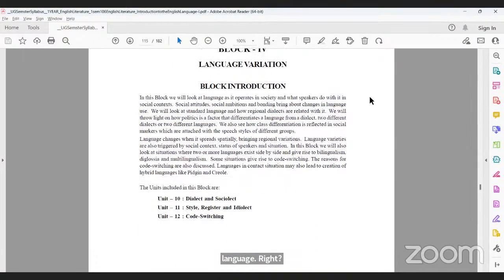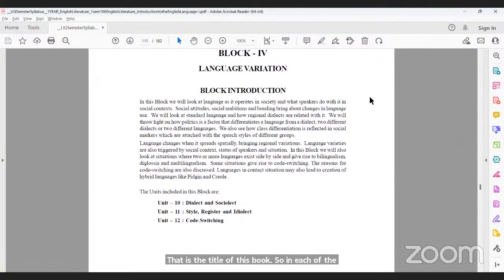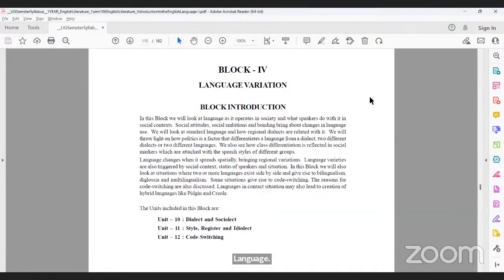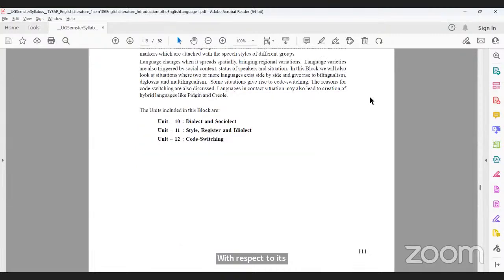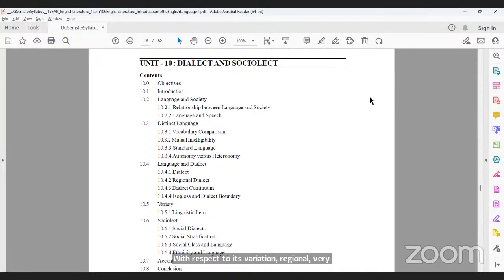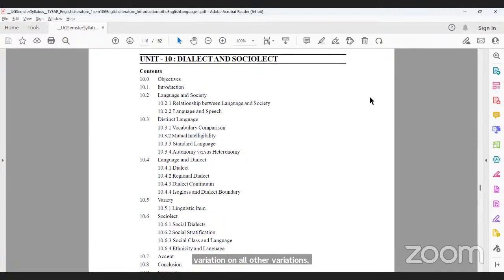In each chapter, it talks about language in one particular aspect. In the last chapter, we were talking about language with respect to communication. In this particular unit, we are going to talk about language with respect to its variation: regional variation, structural variation, and all other variations. Maybe based on punctuation, based on pronunciation, based on its users, and based on time, place, history, all these things.